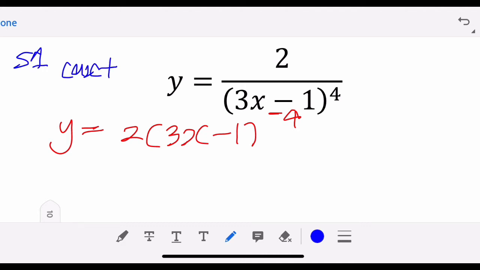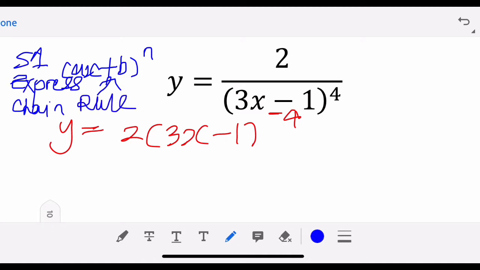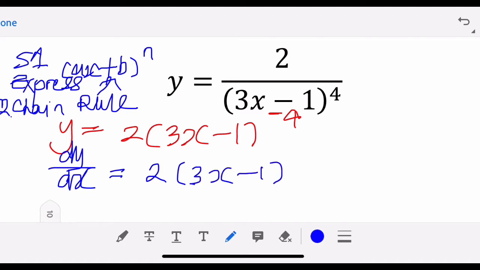Alright, so step 1, we use a formula of (ax + b) to the power of n. If you differentiate, you bring the power n to the front, then copy (ax + b), then n minus 1, then don't forget to differentiate in the bracket. Now we are going to write negative 4, times the 2, so it will be 2 times negative 4.